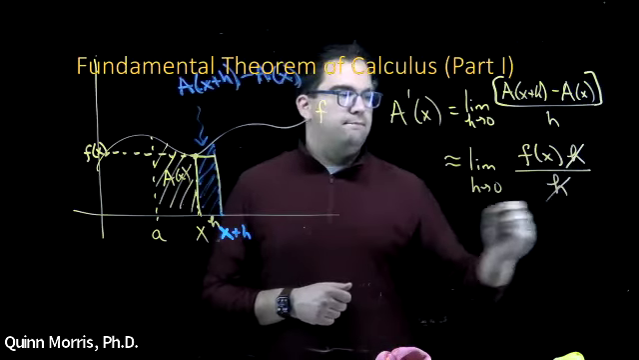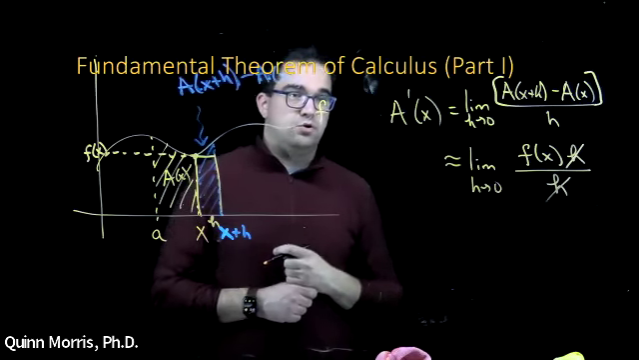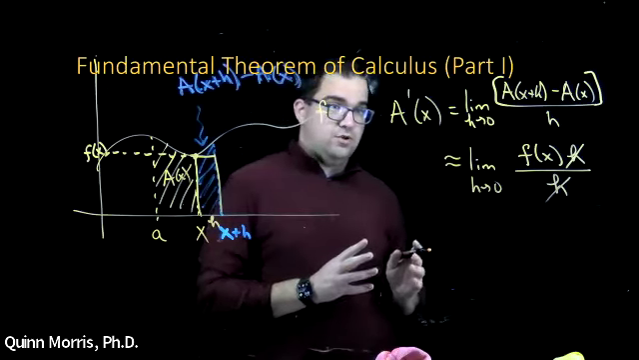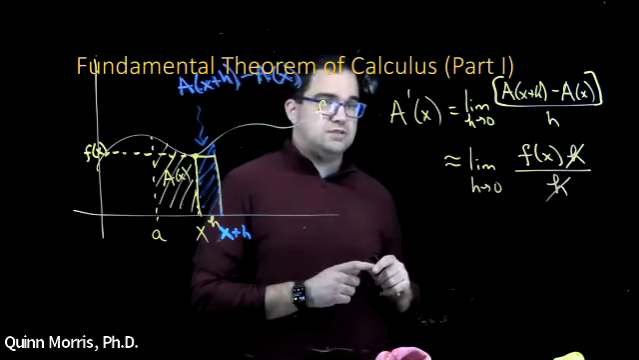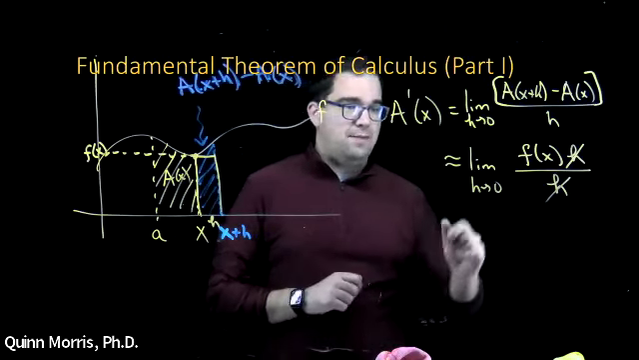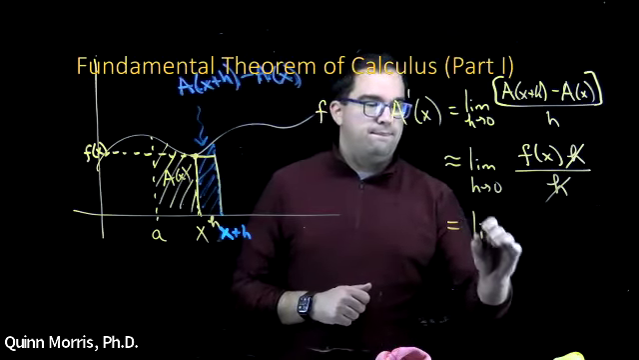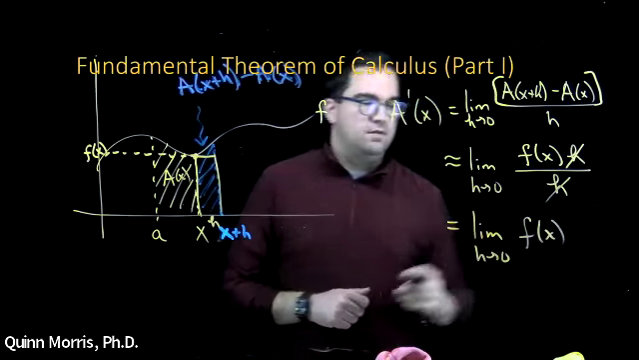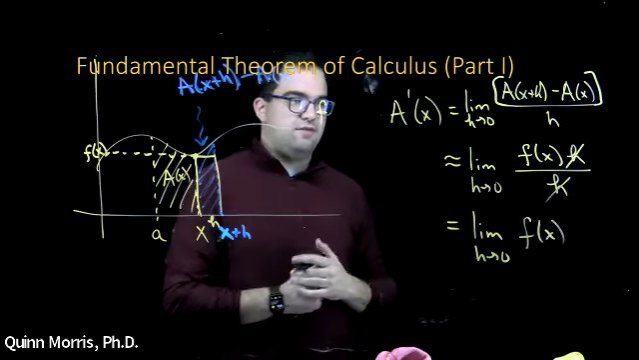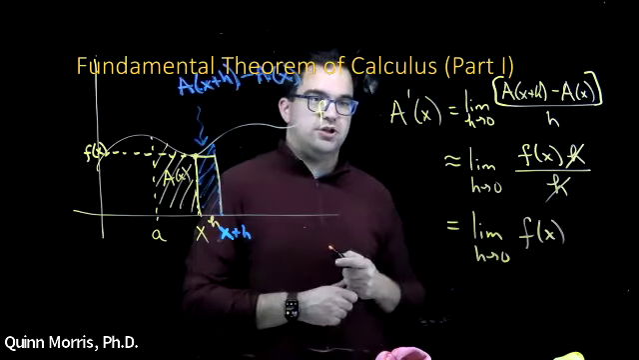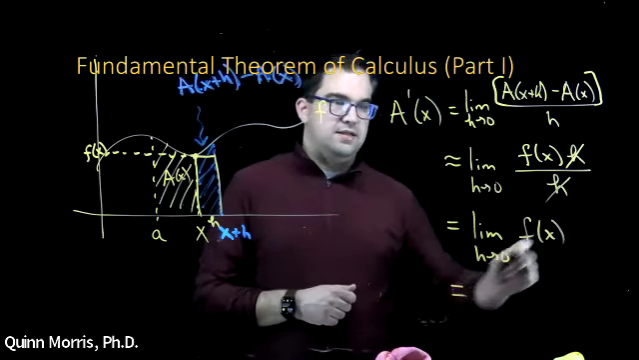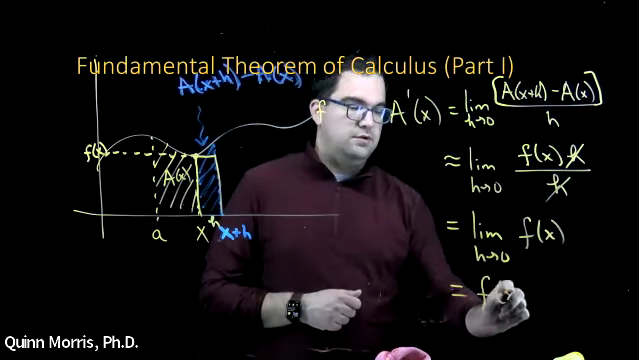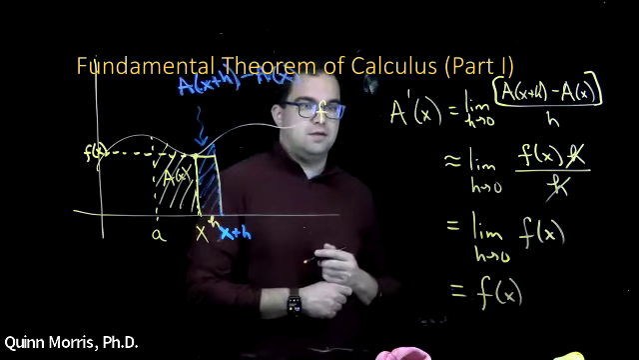And now we can cancel an h in the numerator and denominator. In general, you should be concerned about whether those are 0 when you cancel, but we're taking a limit as h goes to 0, which means we're not actually concerned with what happens at 0. So this is the limit as h goes to 0 of f of x, but now notice that this doesn't depend on h at all. And so the limit as h goes to 0 of this, which is a constant as far as h is concerned, is simply f of x.